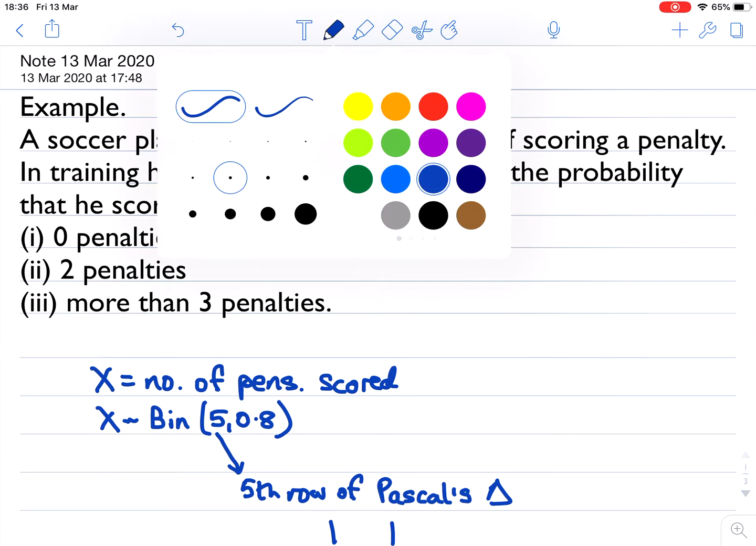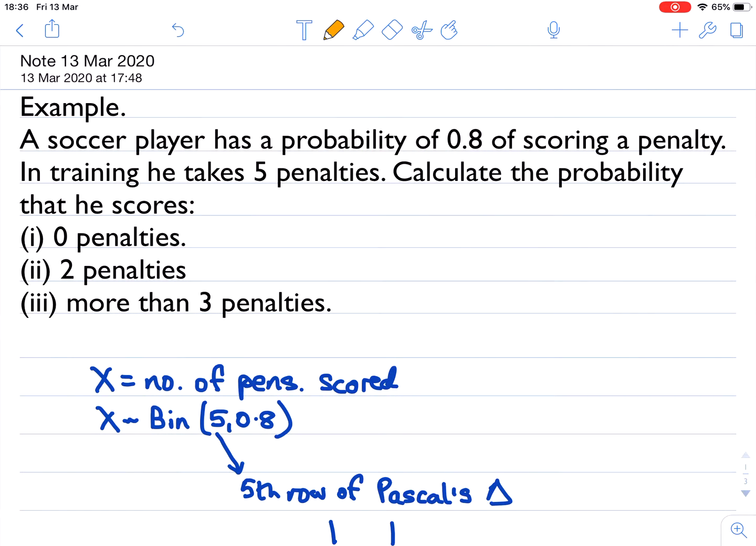Okay, I'm going to talk you through this example here. It says soccer players probably have 0.8 scoring a penalty. In training he takes 5 penalties. So we let x be the number of penalties that he scored, so that's the variable that we're considering.